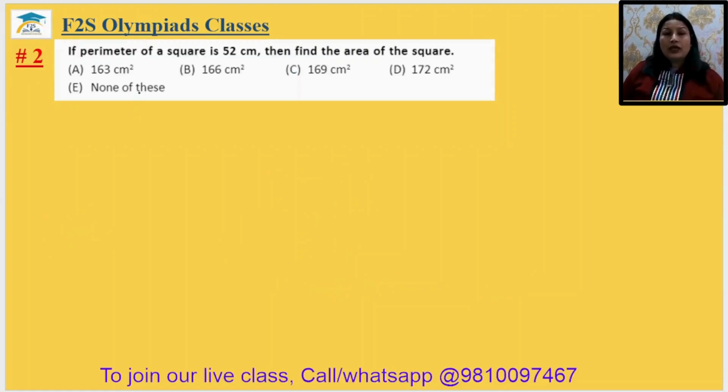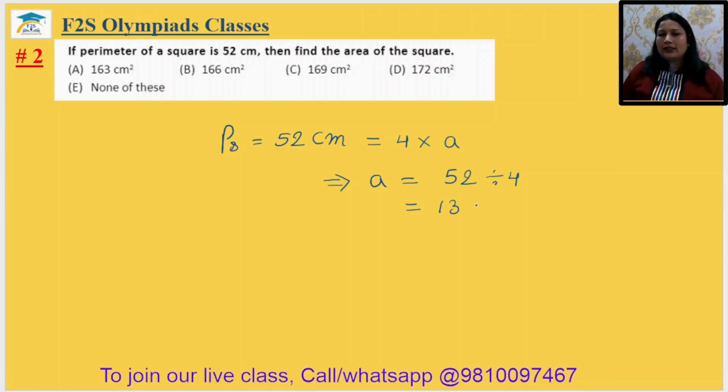Question number 2. If perimeter of a square is 52 centimeter, then find the area of the square. The perimeter of the square is given 52 centimeter. And we know that perimeter of the square is 4 multiplied by side. So this implies side equals 52 divided by 4. That is your 13 centimeter.